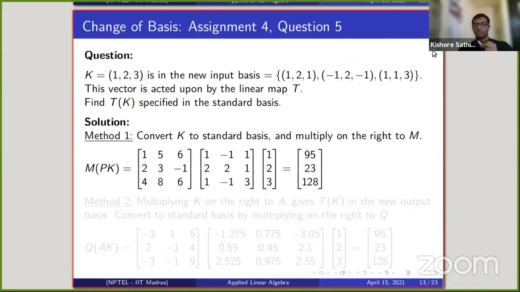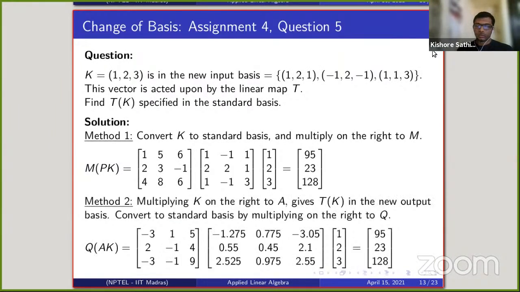Remember, P converts from the new input basis to the standard basis. So we pre-multiply the vector K by P, and that will convert the vector K to the standard basis. So PK is now in the standard basis, and we apply M to that to get the required output in the standard basis.